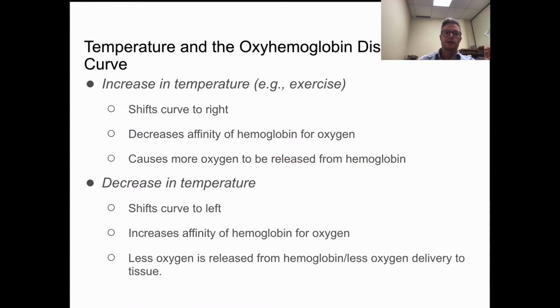Okay. And then the opposite, if you will, happens when we have a cooler temperature. So, say walking around outside without a coat, core temperature starts dropping. A shift to the left will occur. It increases the affinity of hemoglobin for oxygen, and less oxygen is released. Therefore, less oxygen is delivered to your tissues. All right. It's a little bit of a protective mechanism.